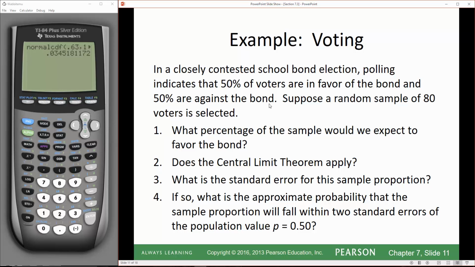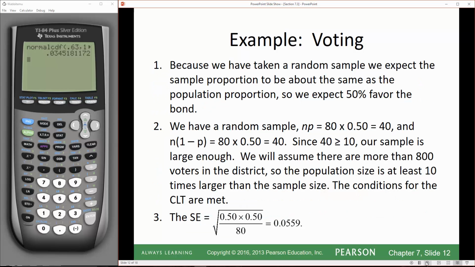So here's another example with voting. In a closely contested school bond election, polling indicates that 50% of voters are in favor of the bond and 50% are against the bond. So suppose that we have a random sample of 80 voters. We want to answer these 4 questions. What percentage of the sample would we expect to favor the bond? Does the central limit theorem apply? What is the standard error for the sample proportion? And if so, what is the approximate probability that the sample proportion will fall within 2 standard errors of the population value, p equals 0.5?